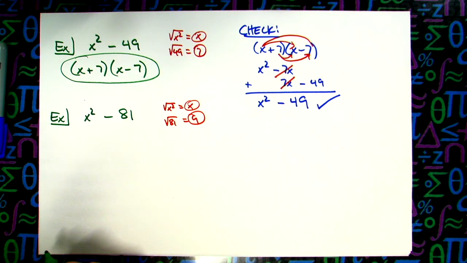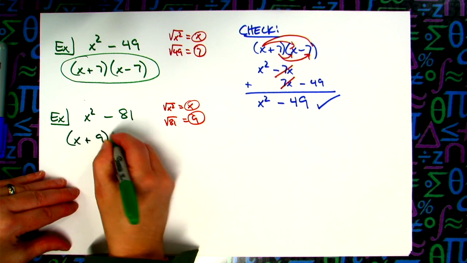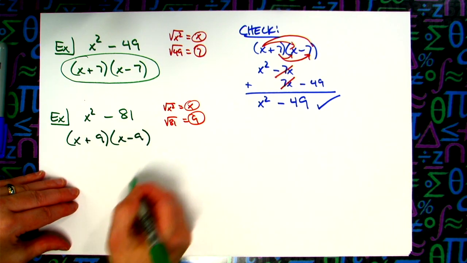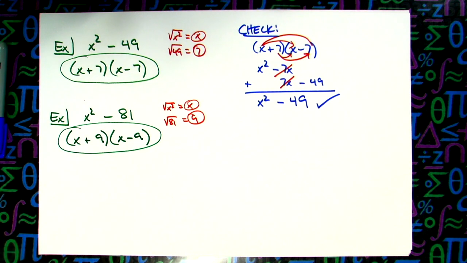I'm going to write them with a plus sign. I'm going to write them with a minus sign. So I'm going to write x plus 9. I'm going to write x minus 9. And then I know I'm done. So those are the straightforward, and those are the easy ones. All right.